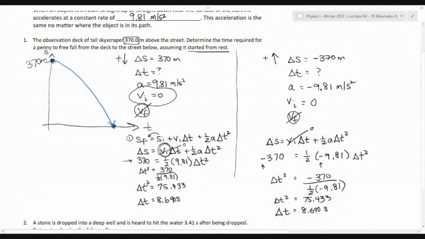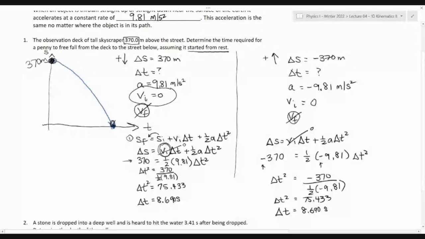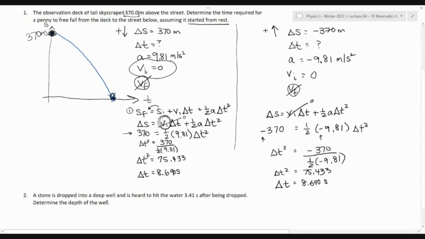Any other questions about number 1? I just want to highlight, because I know people get very confused about positive directions, which way you want it to be. If you're thinking down, make down the positive direction. The object started at 370, ended up at the ground. So the delta S, the change in the height, is 370 if down is positive. But if up is positive, then since it traveled downwards, you've got a negative delta S. I hope that's clear. So let's do question 2.